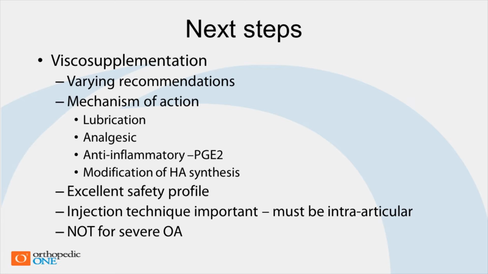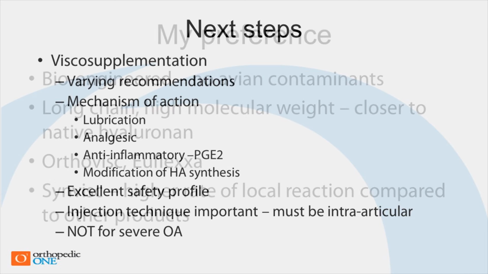And again, you'll see in the literature and in treatment guidelines some mixed recommendations, but I think it's safe to say we know how they work. Lubrication, analgesic, anti-inflammatory effect, and in fact can modify hyaluronic acid synthesis in the joint. There's an excellent safety profile, and so in the right kind of patient, and this is the right kind of patient, this is an excellent choice. It's not for the patient with severe arthritis, and it's really important that you have the appropriate technique. This injection must be given intra-articularly. It can't be in the fat pad or the periarticular soft tissues, or first of all, you have an unhappy patient. Second, you won't get the result you anticipated.